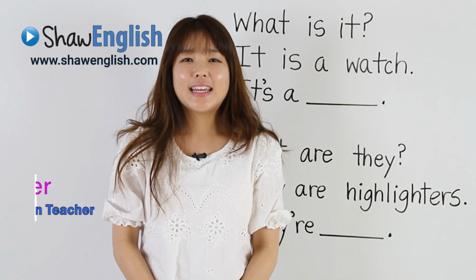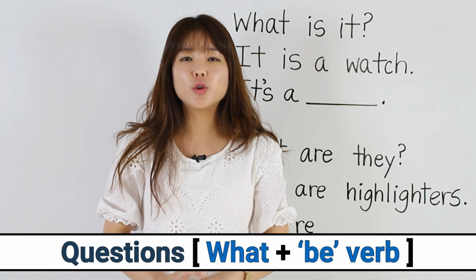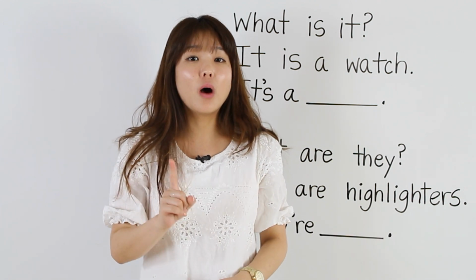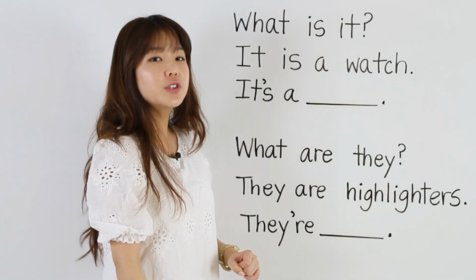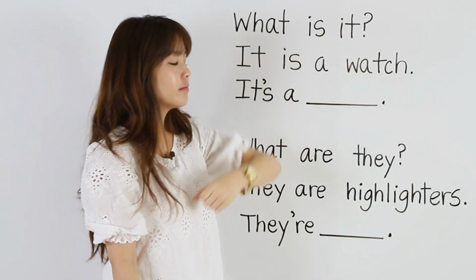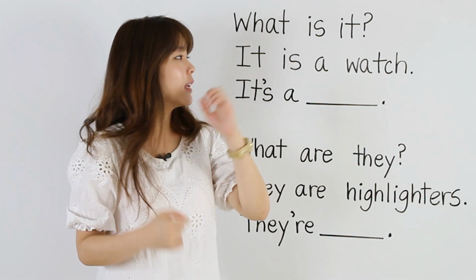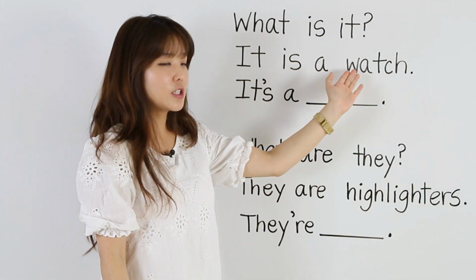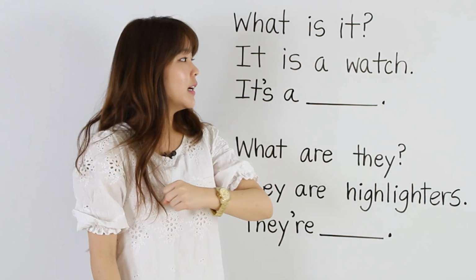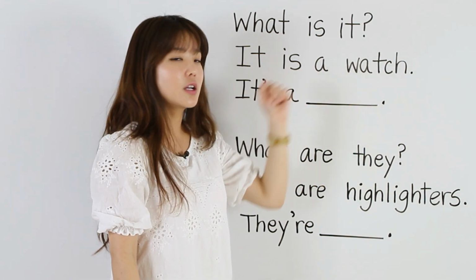Hi everybody! In this video, we're going to learn how to make questions using what and be verbs. Now when we have one thing, we have to use the be verb is. What is it? It is a watch. It's one thing, so I have to say a watch.